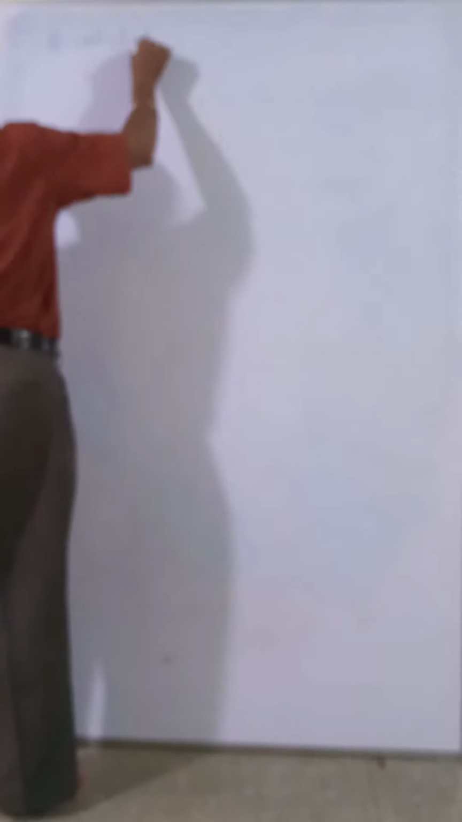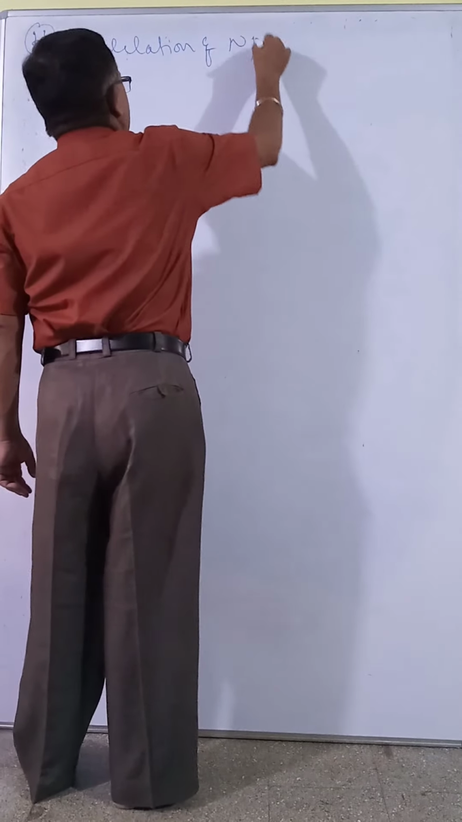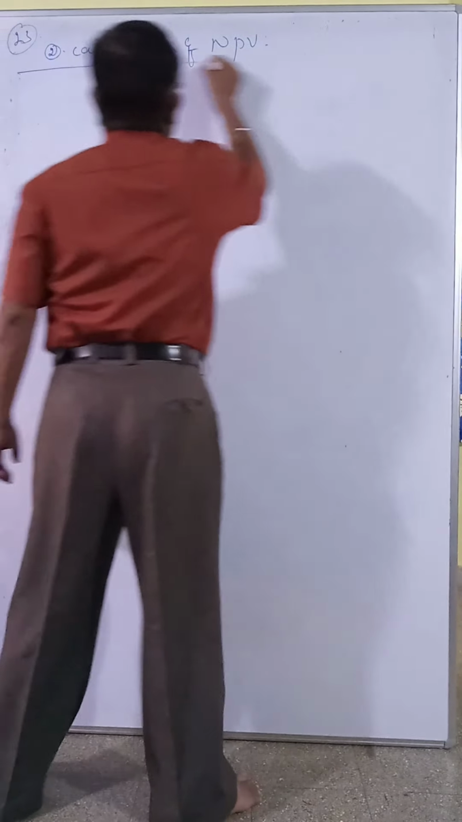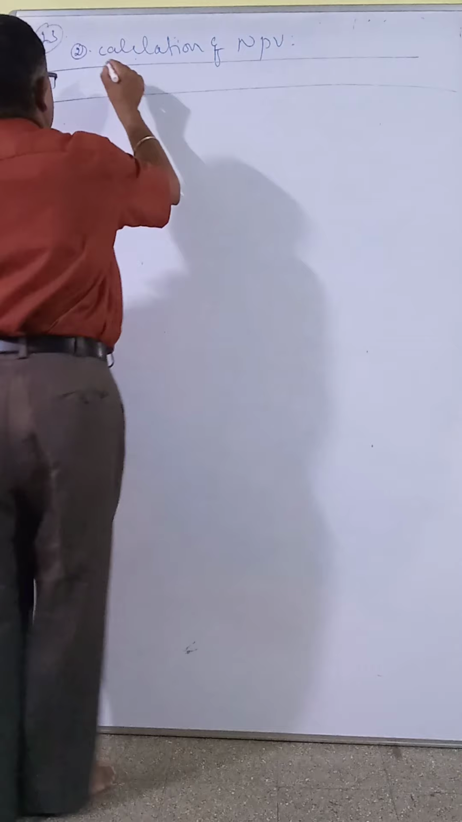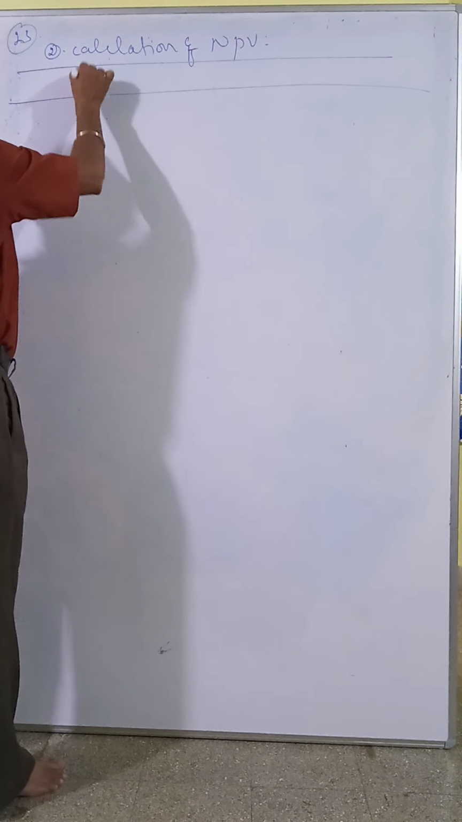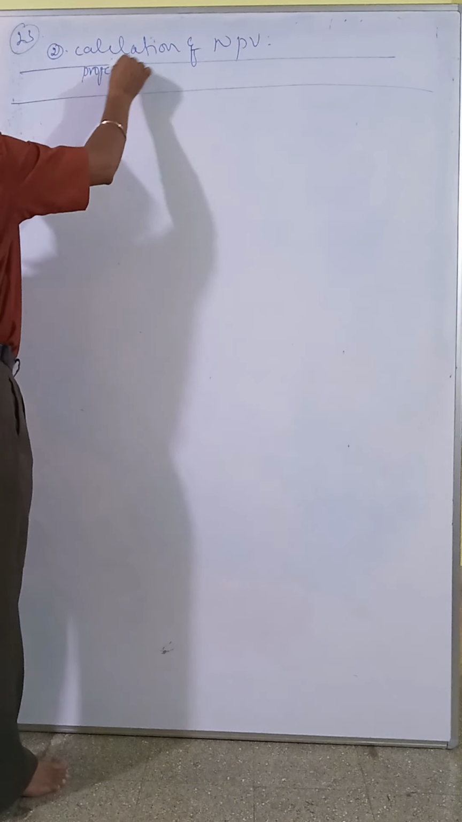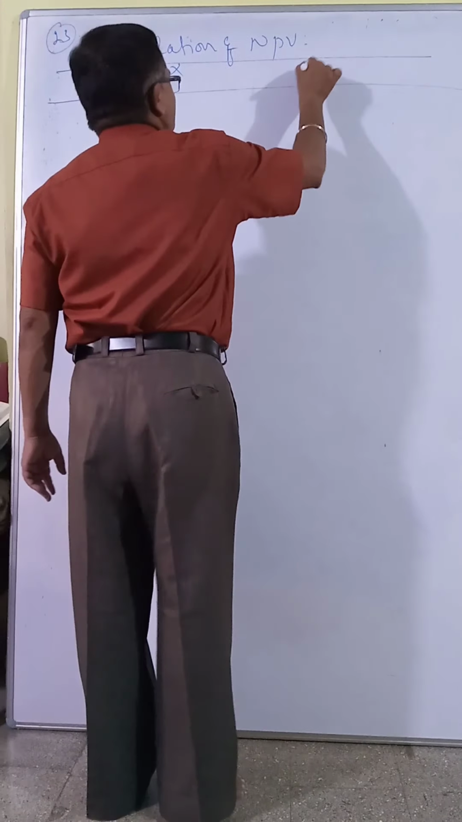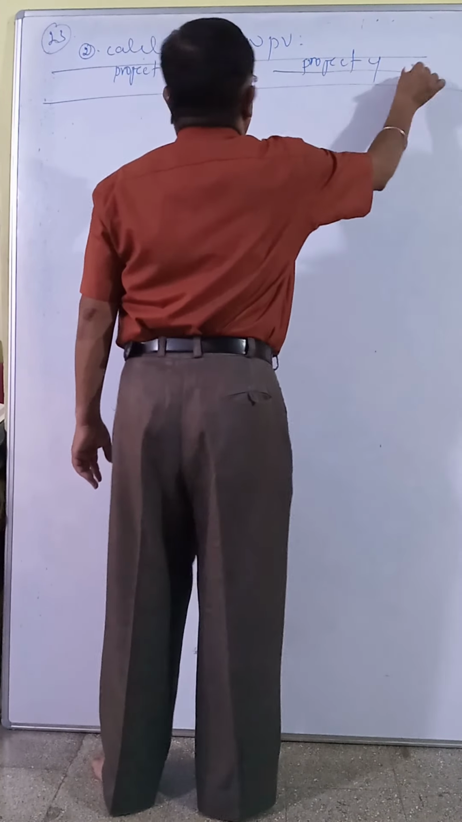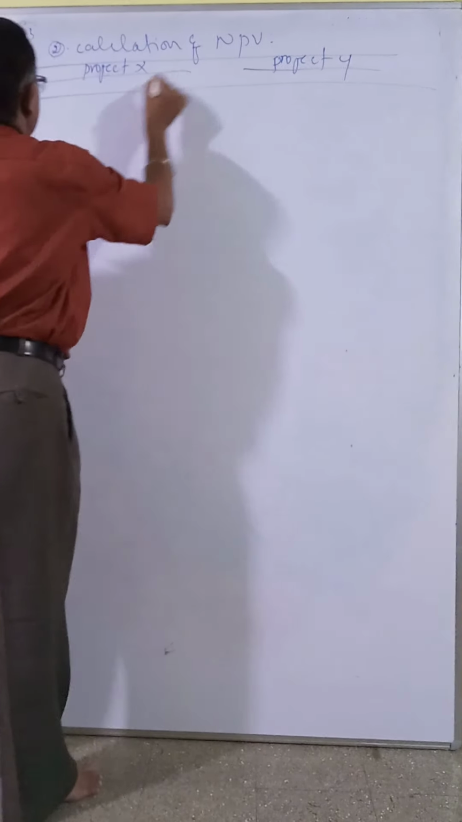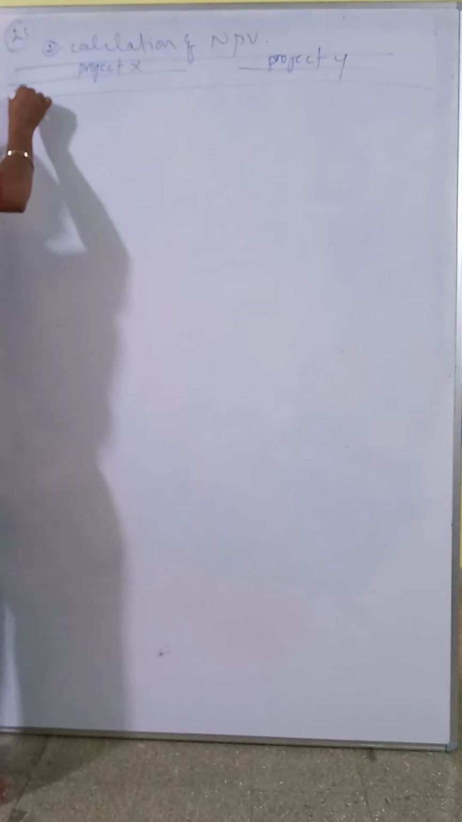Second method, calculation of net present value of each project. I will show you combined. This is project X, this is project Y. Project X column, here is common.